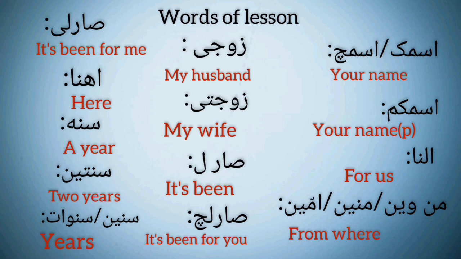سنة basically means a year. And سنتين means 2 years. It's مثنى, dual. And the plural is سنين or سنوات, years. It doesn't make a difference. They're both the same.